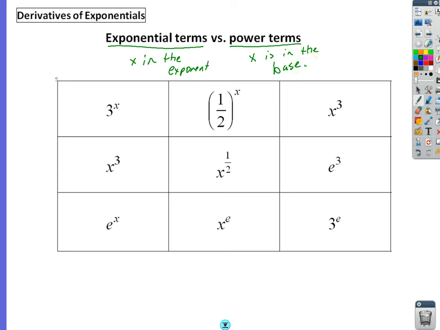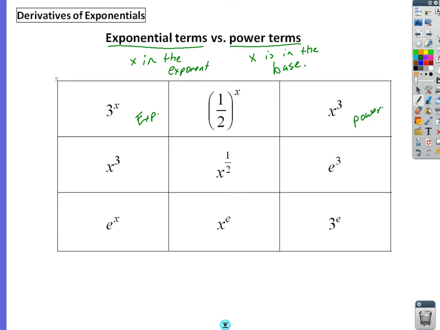Okay, so when I take a look at this, I gotta go, well, this one's kind of obvious right here, right? I want to identify this. This one's going to be exponential. I'll put exp. And this one here is kind of obvious, right? This one's going to be power.